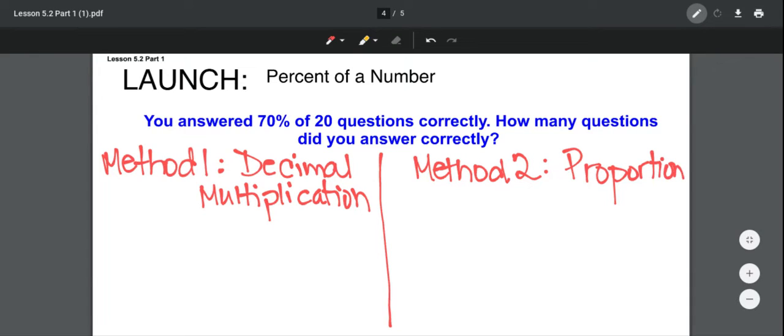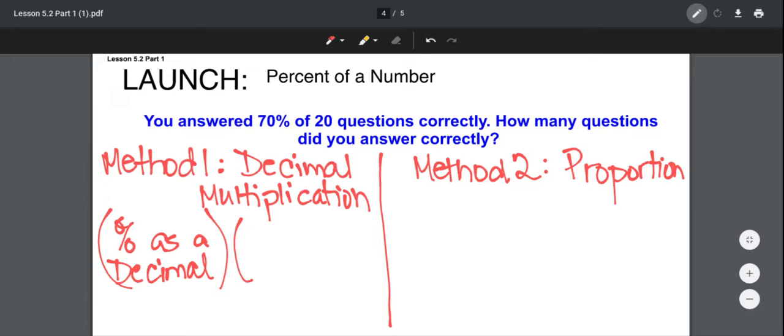Let's take a look. So when we are solving using the decimal multiplication method, we are taking your percent written as a decimal, multiplying it to the original number, and that gives us your part number. So let's try this out.